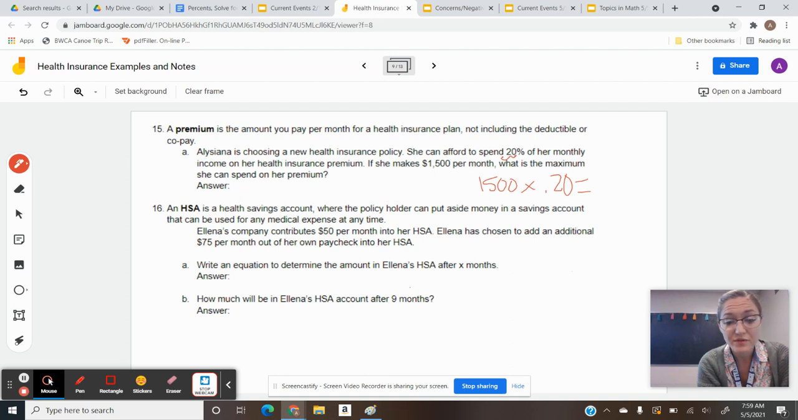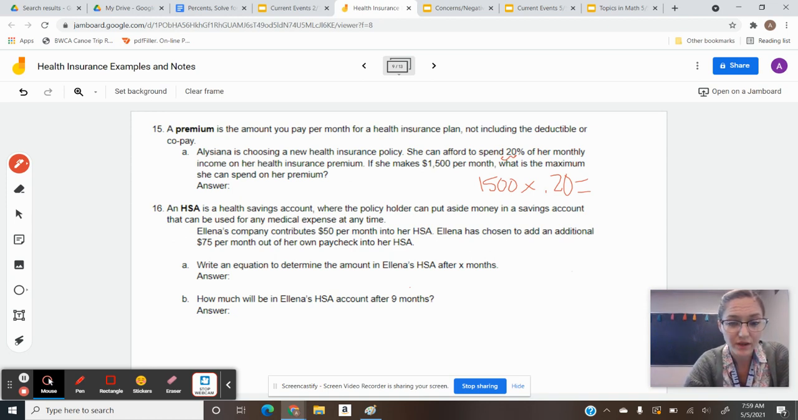Elena's company contributes $50 per month into her HSA. Elena has chosen to add an additional $75 per month out of her own paycheck into her HSA. First, we're going to write an equation to determine the amount in Elena's HSA after X months. So kind of like the same that we did for 11A, we're just going to be writing an equation.